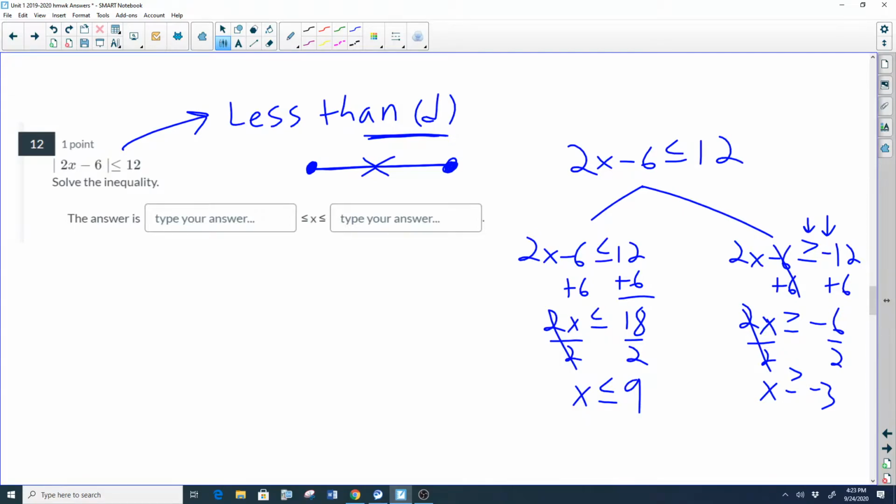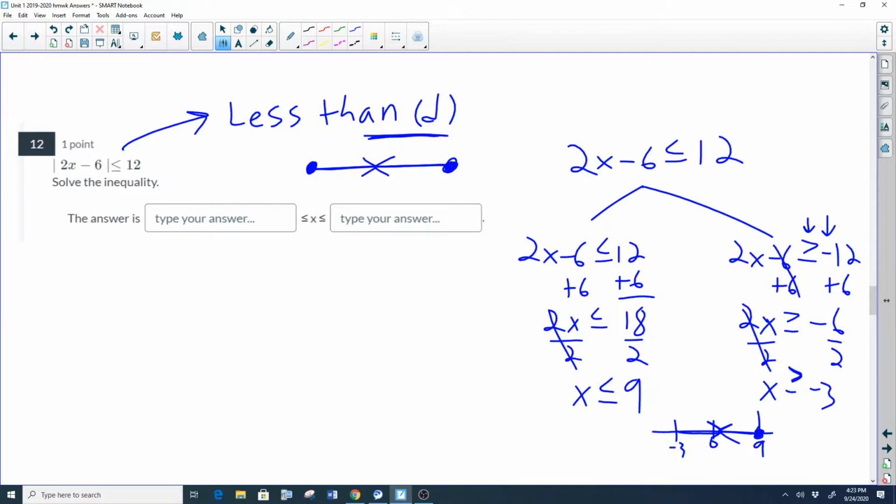So then we do a little number line with negative 3 and 0 and 9. It's saying all numbers less than or equal to 9, that's this direction. And then all numbers greater than negative 3, that would be this direction. Nice. So then let's plug in a number like 0 and see if that's true.